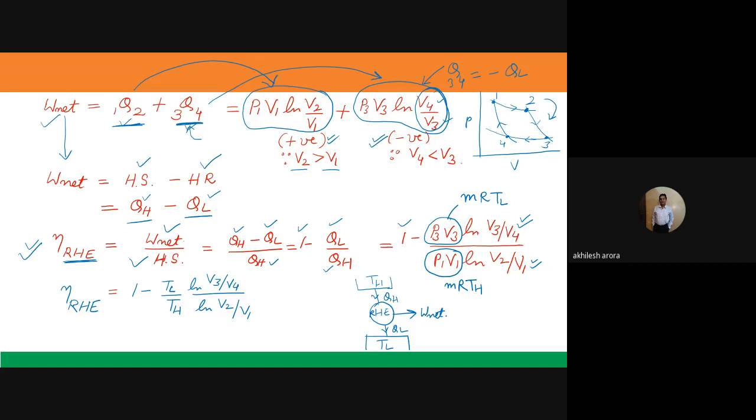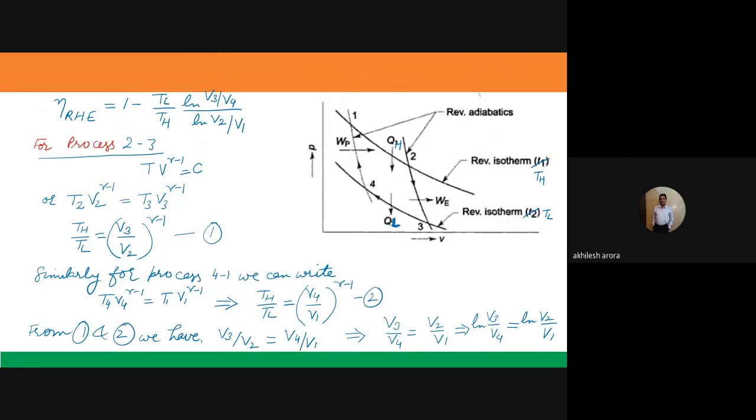So finally, we can also say that P3V3 is equal to MRTL, because this is the gas equation. MRT is equal to P into V, or PV is equal to MRT. Similarly, P1V1 can be written as MRTH. So finally we can say MR and MR will cancel out from the denominator and the numerator, and we are left with 1 minus TL over TH times log of V3 by V4 divided by log of V2 by V1. This is what is left to us. This is once again the efficiency.